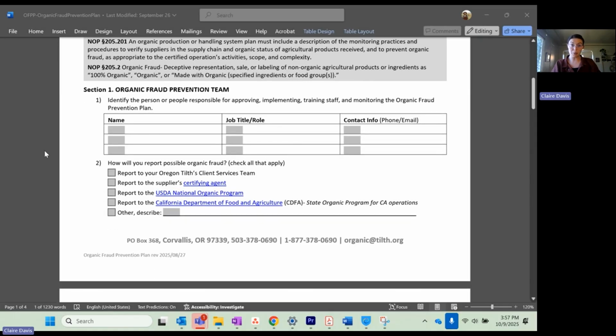For number 2, reporting. If you witness or suspect organic fraud, indicate with these checkboxes how you will report it. You can report it to your Oregon Tilth Client Services team, the National Organic Program, etc. And then for California operations, you can also report potential fraud to the CDFA.